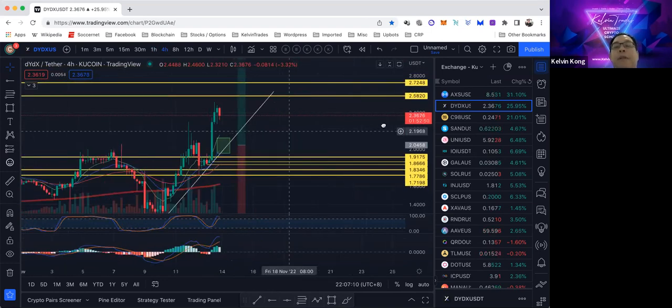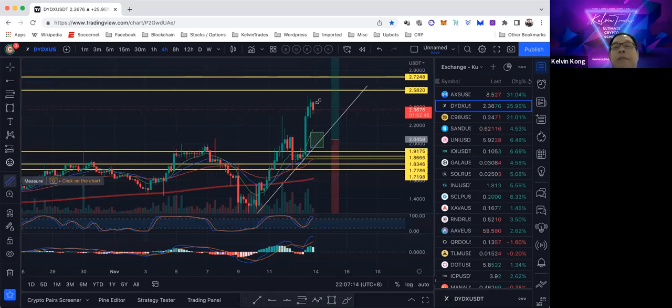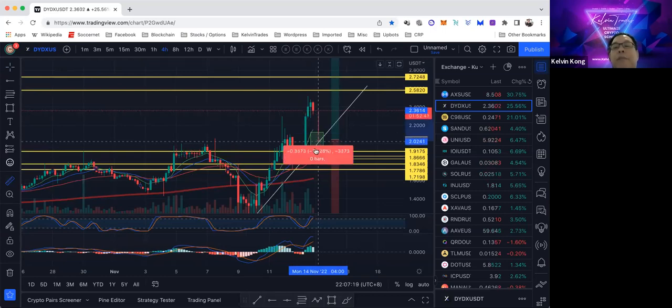Or those adventurous ones, you can try shorting. Would you like to do that one? After a pump, you like to short. Oh, there's still a lot of money to be made, 14%.